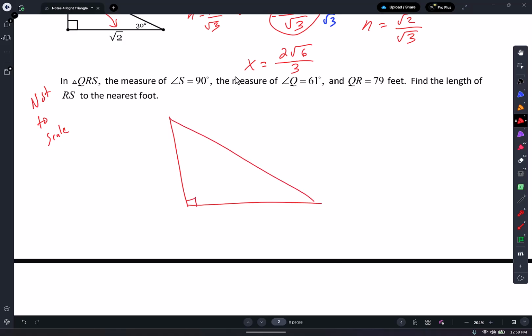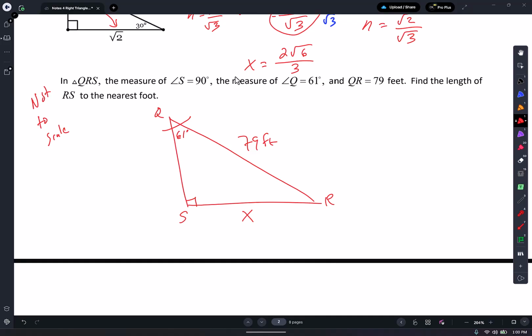In triangle QRS, the measure of angle S is 90. So here's angle S. Here's angle Q, or vertex Q, and then here's vertex R. Angle Q is 61 degrees, so I'm going to write 61 degrees. And then QR is 79, so QR is 79 feet. Find the length of RS. So I'm going to write X here.